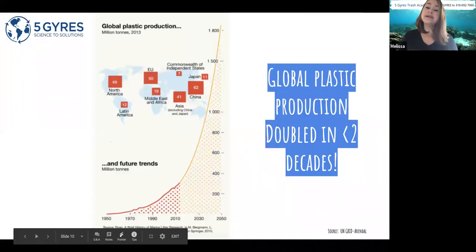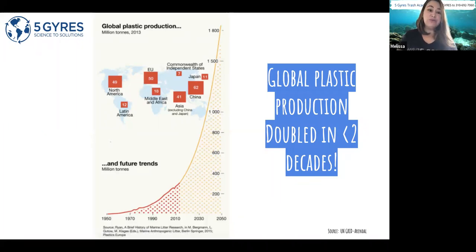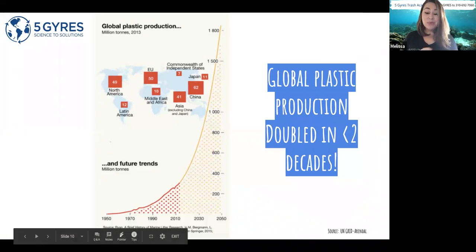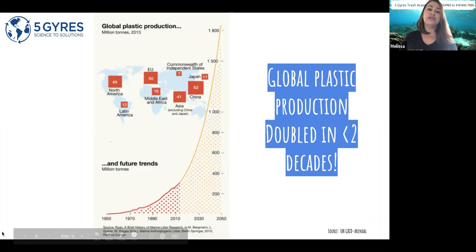But of course, there's also the bad news. We've doubled plastic production tonnage in less than 2 decades. And that number isn't just creeping up, but skyrocketing, with some of the world's largest corporations continuing to pump out plastic. By 2050, there's a projected 4-fold increase in production tonnage.